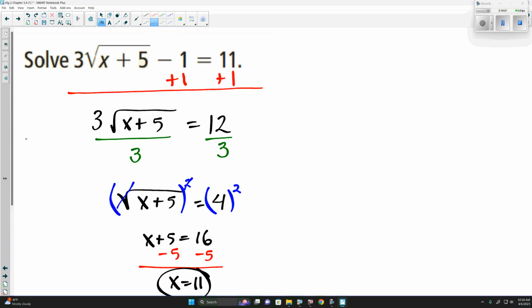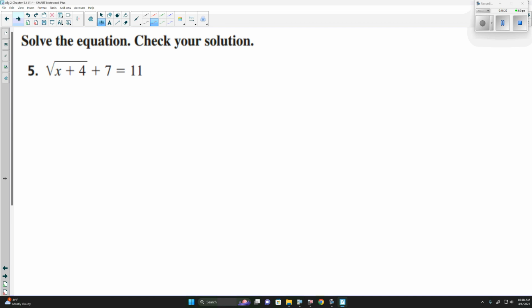Because we can't have negatives inside of a radical, and the number that comes out of a radical cannot be negative. Because when we talk about square roots, we're talking about a number times itself. I can't multiply a number by itself and magically get a negative number. Any questions on these here? Do you feel good about these?